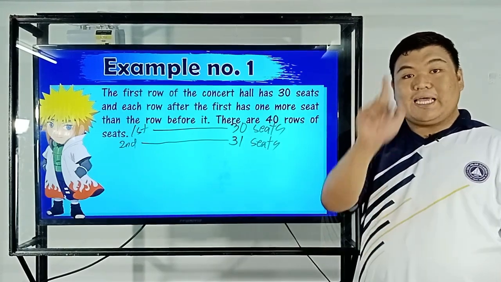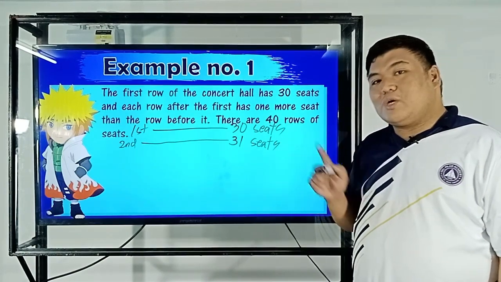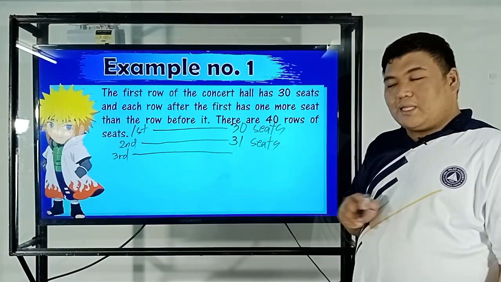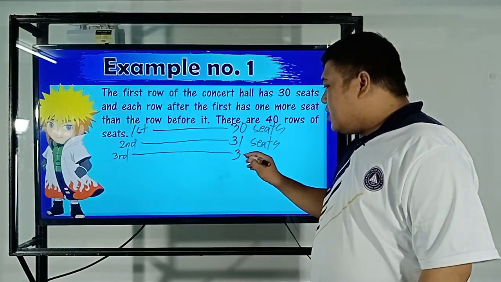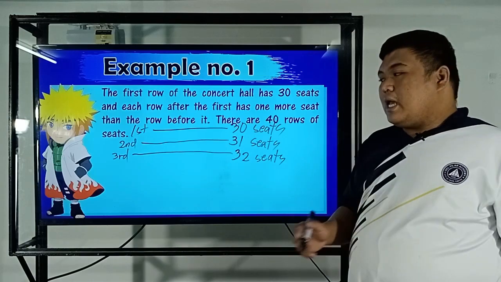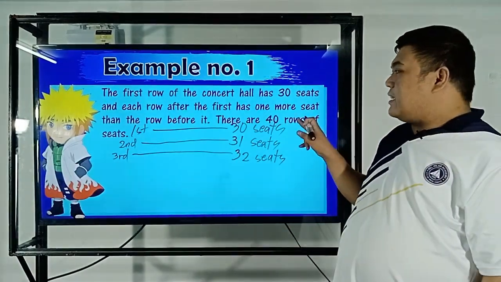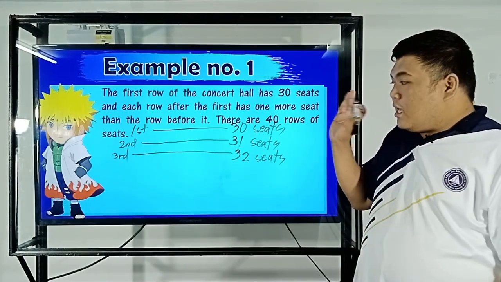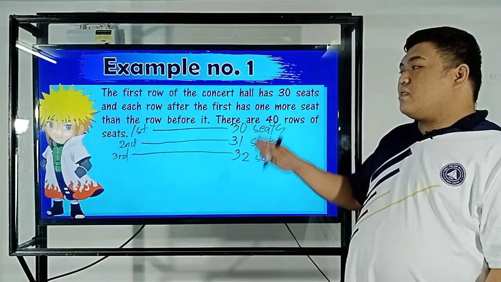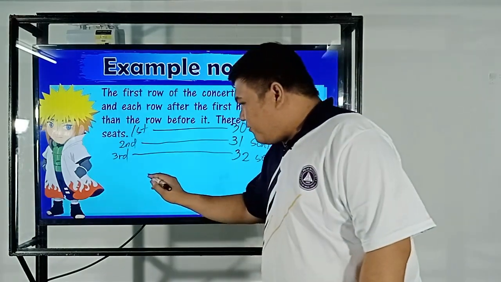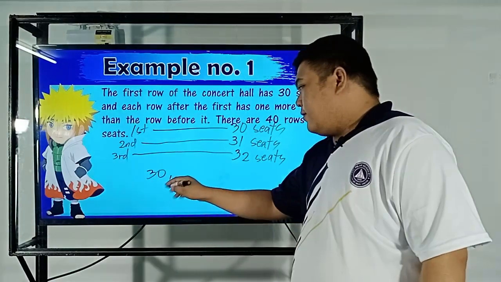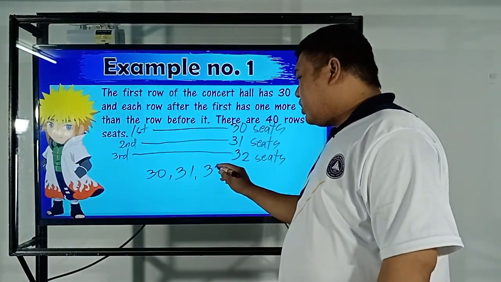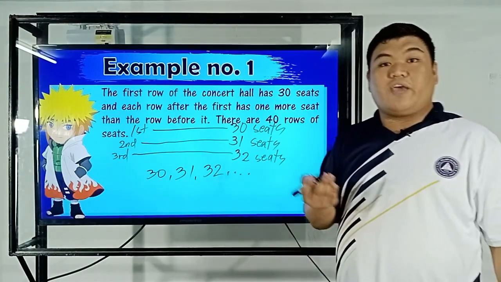So, dadagdagan na po ng dadagdagan ng isang upuan. Kung kay second row ay merong 31 seats, so therefore, pagdating kay third row, ay meron ng ilang upuan. So, 31, dagdag ulit ng isang upuan, so it will have 32 seats. Hanggang makarating tayo sa dulo, hanggang doon sa pang last row na pang 40th row, magdadagdag at magdadagdag lang ng isang upuan. Now, let us analyze the set of numbers formed by the numbers of seats in each row. On the first row daw ay merong 30 seats. On the second row ay merong 31 seats. On the third row ay merong 32 seats and so on hanggang makarating tayo kay 40th row.